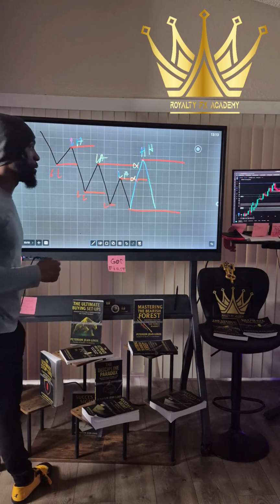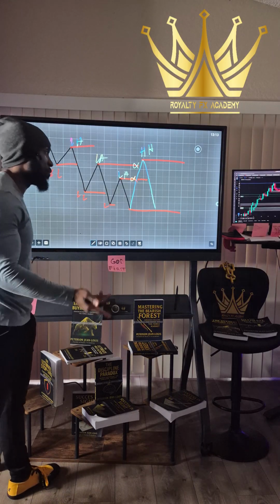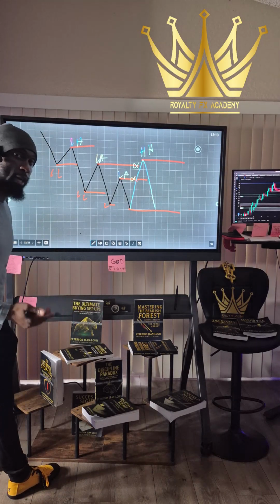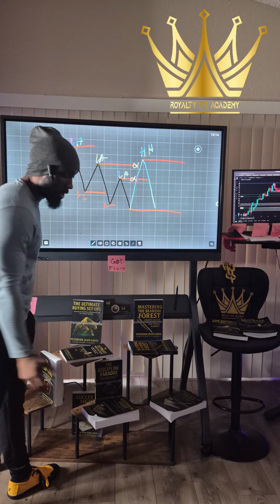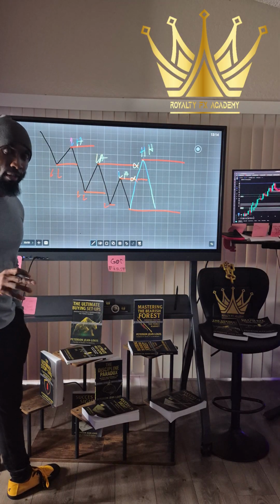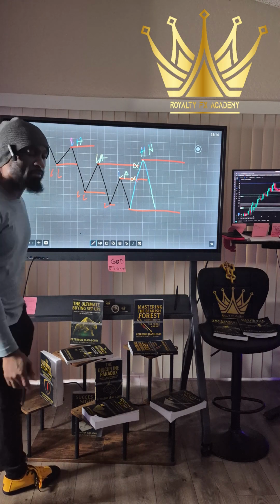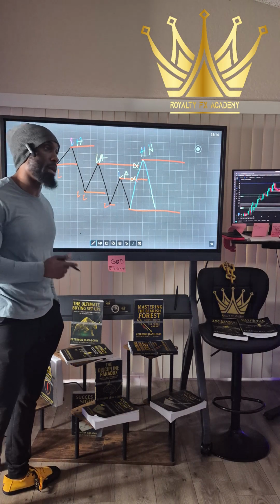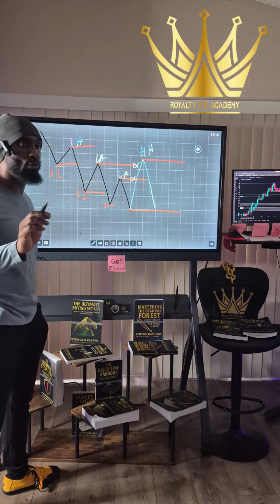Now all we have to do is simply wait for the market to give us a price action after it retraces about 50 to 60. 50 is the lowest. Anything past that is money. And the lower it retraces, even better. All right. Now we don't go any lower.